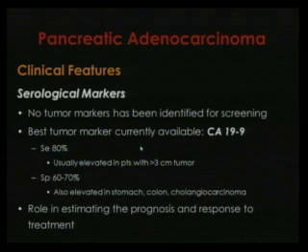Serological markers, we don't have any for screening. We use CA 19-9 for tumor detection. Unfortunately, the sensitivity of this marker is when the tumor is usually 3 centimeters or around 3 centimeters. And the specificity of this marker is between 60 to 70% because it's also seen in other tumors such as gastric carcinoma or colonic carcinoma or cholangiocarcinoma.